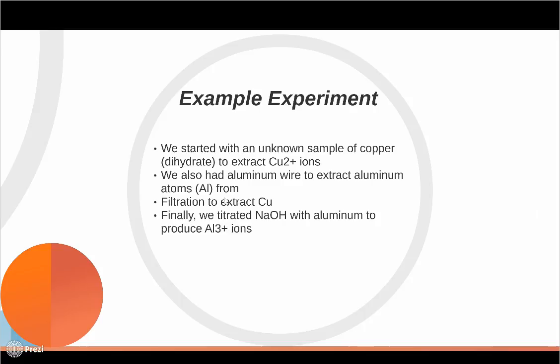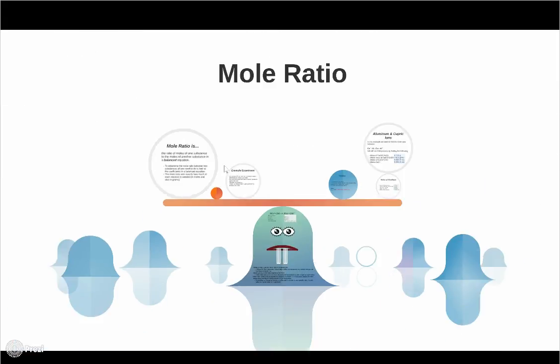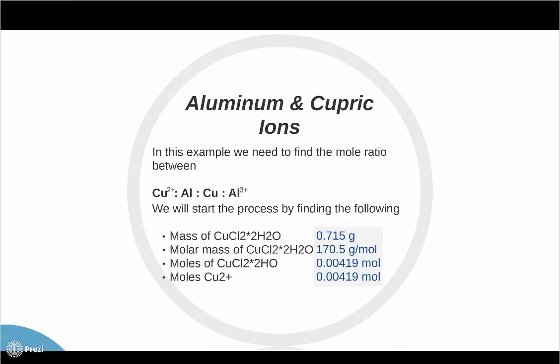So the example experiment is we started with an unknown sample of copper dihydrate, and we used that to extract copper 2 plus ions. Then we had aluminum wire, which was used to extract aluminum. We filtered through filtration, we were able to extract copper, and then finally we titrated sodium hydroxide with aluminum to produce aluminum 3 plus ions. So those are the four main species involved in this example.